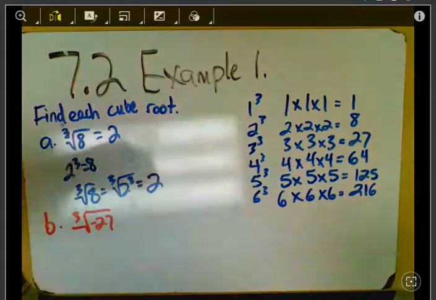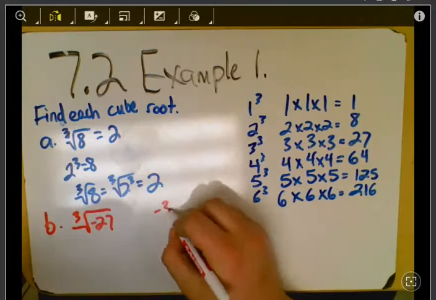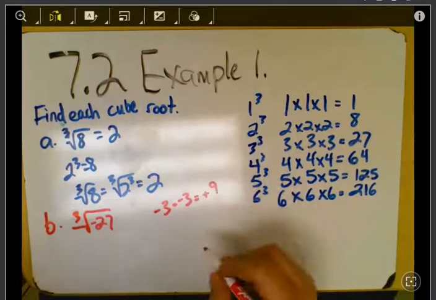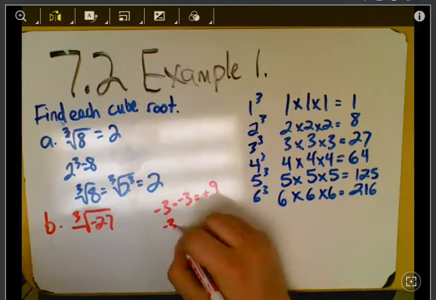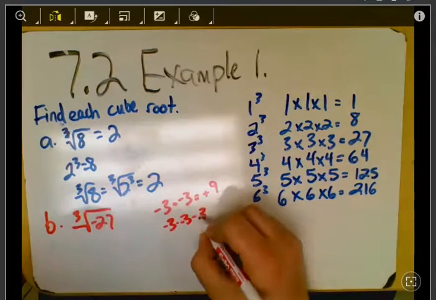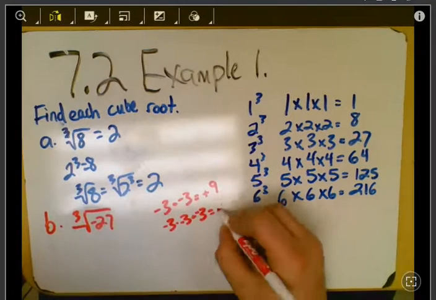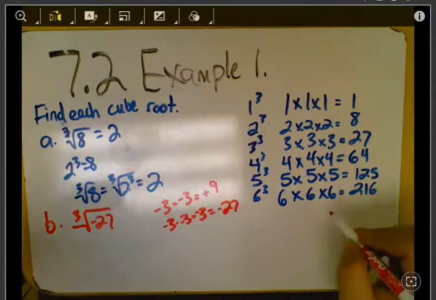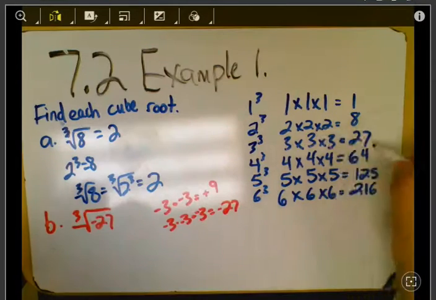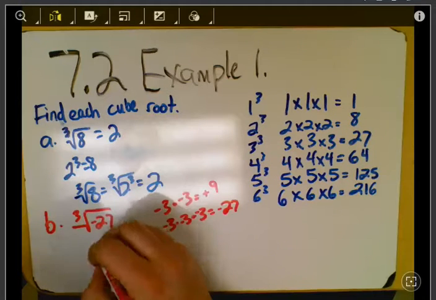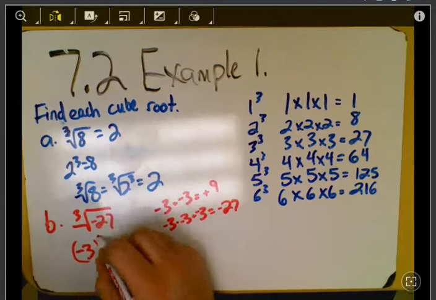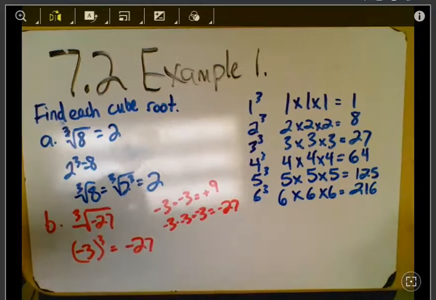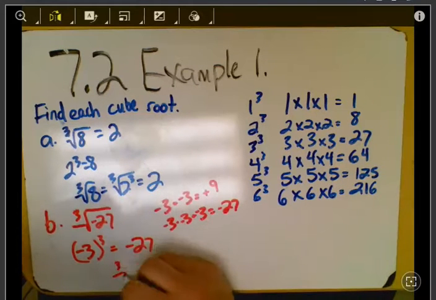What do we know about negative numbers? Well, when we multiply 2 negative numbers, that gives us a positive number, like positive 9. But if we multiply 3 negative numbers, that gives us a negative number again. So we could do negative 3 times negative 3 times negative 3. So we know that negative 3 to the third power equals negative 27.